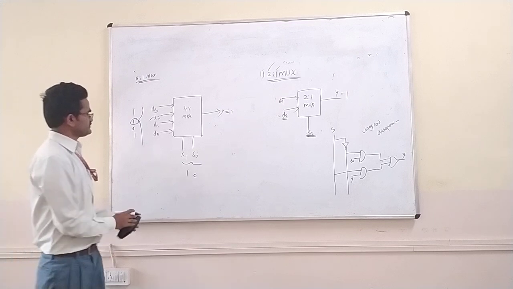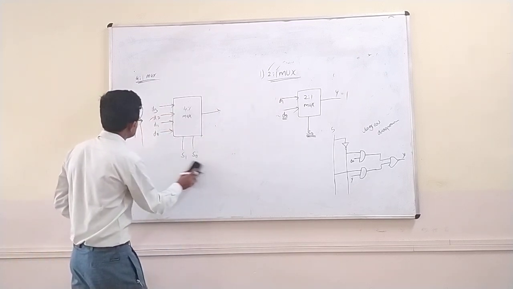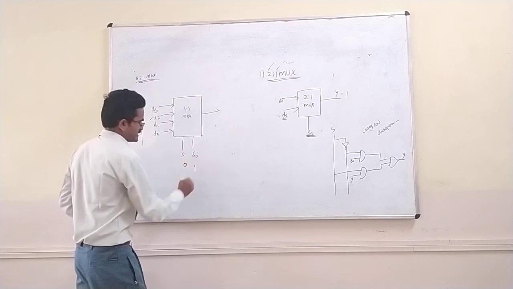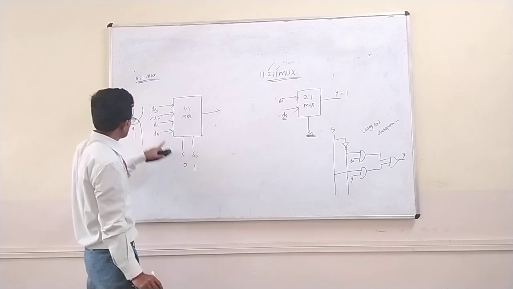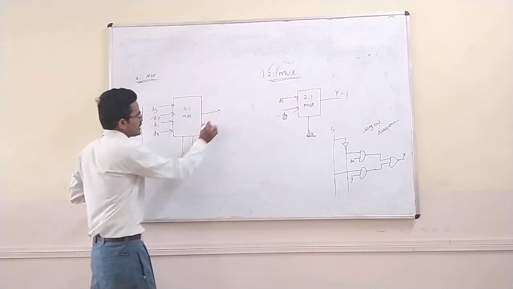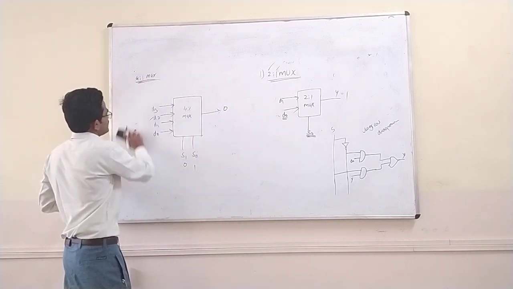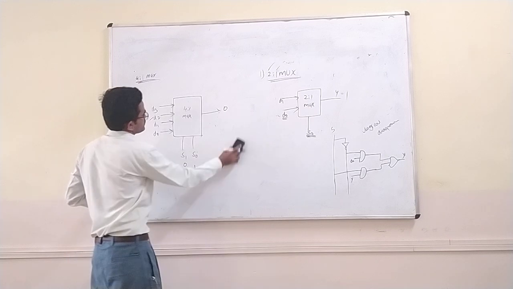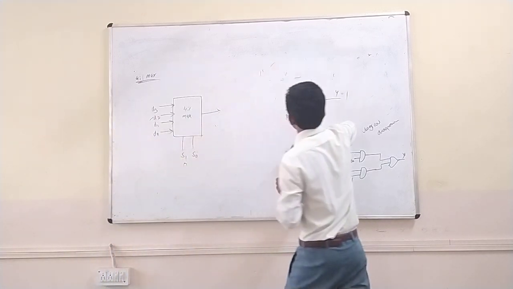Similarly, if the select lines are 0 1, that is nothing but 1. So D1 is selected. And what is the content of D1? 0. That is the output here. Fine. So this is the general block diagram for the 4:1 multiplexer. Then we need to write the truth table for it.